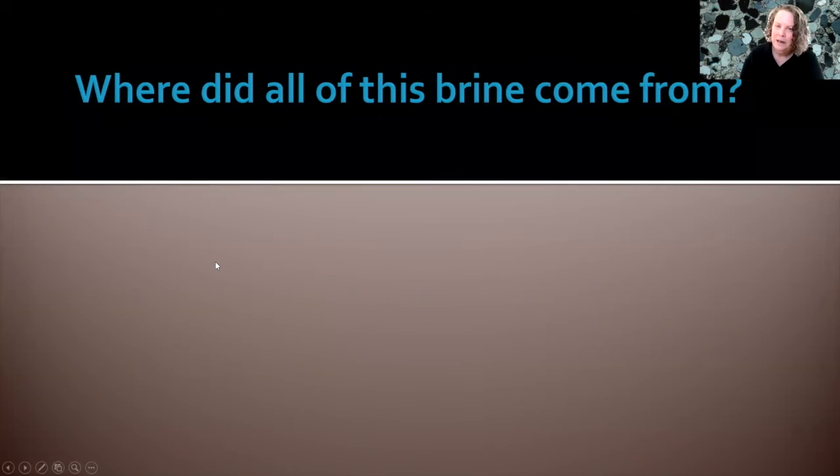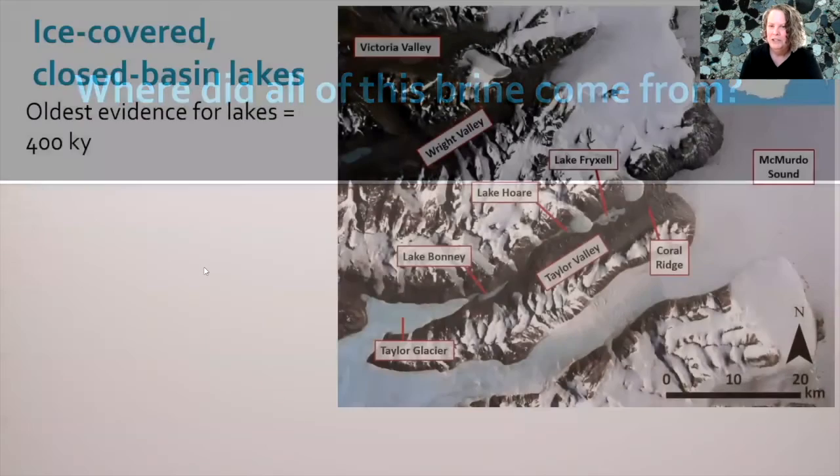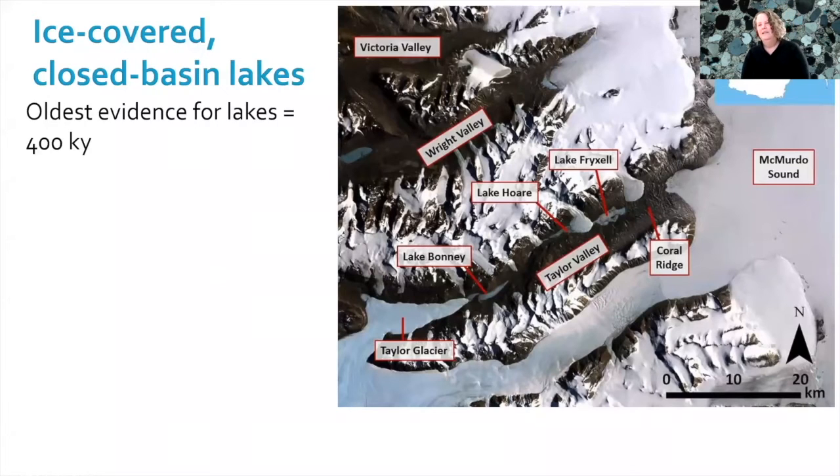Well, this is not the first brine to be discovered in the Antarctic region. It's also present in the McMurdo Dry Valleys. The McMurdo Dry Valleys host a series of ice-covered closed basin lakes. I showed you a picture of Lake Vanda early in this presentation. That's it here from the air. But there are also other lakes in some of the other dry valley regions. The oldest evidence for these lakes is 400,000 years ago. So they are late Quaternary features in this area, and that becomes important as we go on.